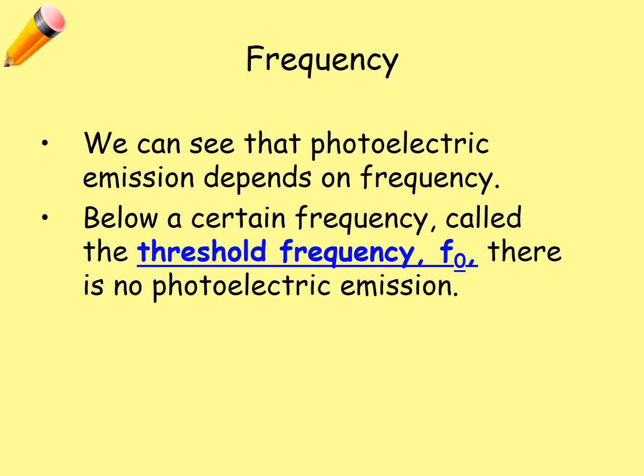Below a certain frequency, called the threshold frequency, f0, there is no photoelectric emission. So we can think of the threshold frequency as being the minimum frequency of photon which would allow photoelectric emission to take place.